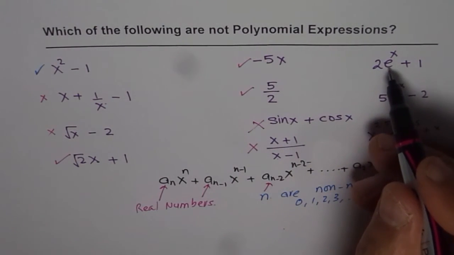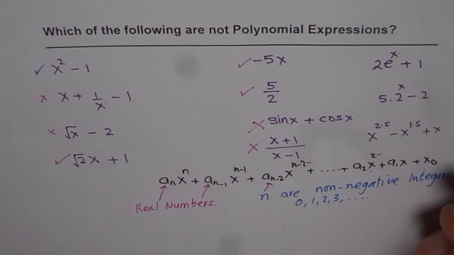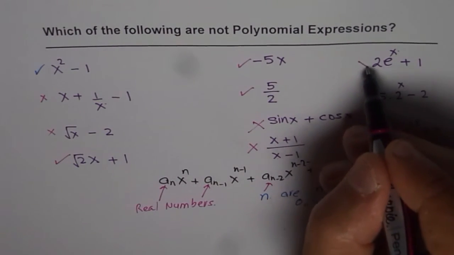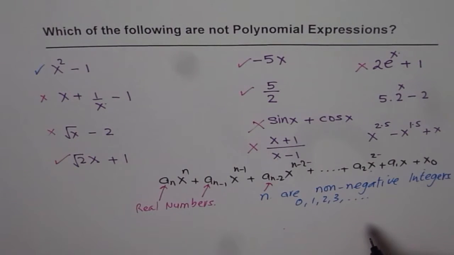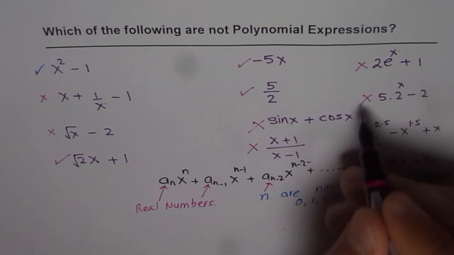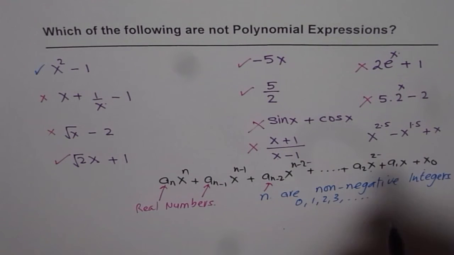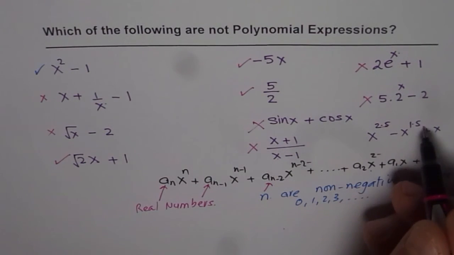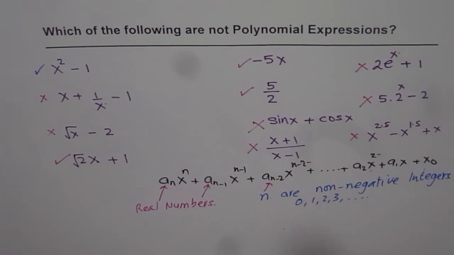Here we have e to the power of x. X cannot be the exponent, right? So therefore, this is not a polynomial. Here again, x is in the exponent. That is not possible for a polynomial. In this case, 2.5, 1.5. So these are not integers, and therefore that one is not a polynomial.